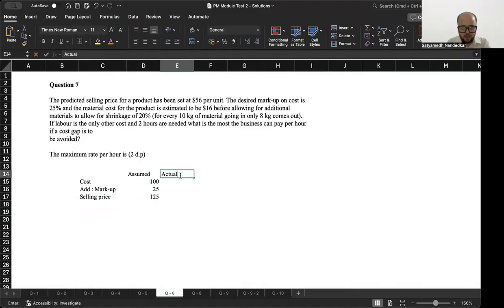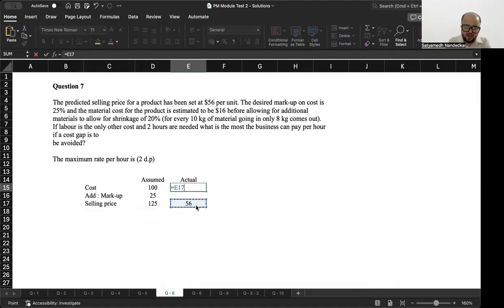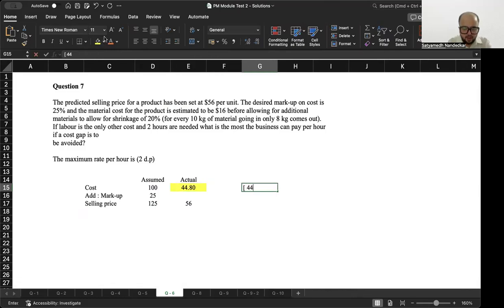Now against that, what is your actual data? How much is your actual selling price? Your predicted selling price is 56. So naturally, if I have to get my cost, it will be 56 into 100 upon 125, which is 44.80. Cross multiplication. Material cost for the product is estimated to be 16 before allowing for additional materials to allow for shrinkage of 20%.